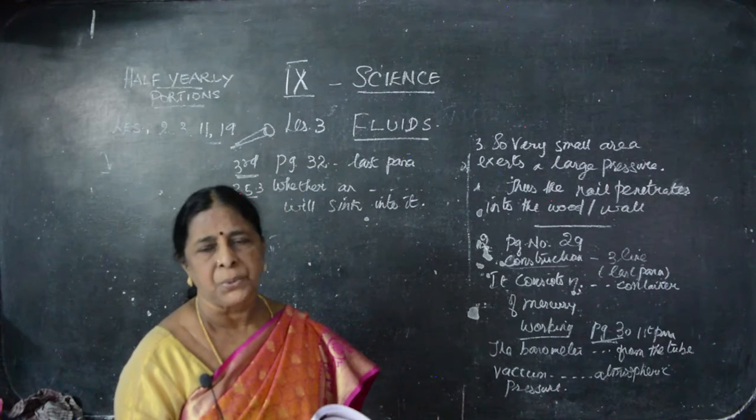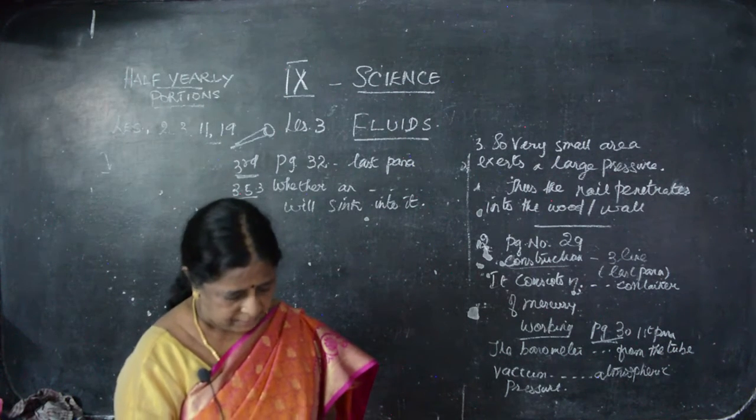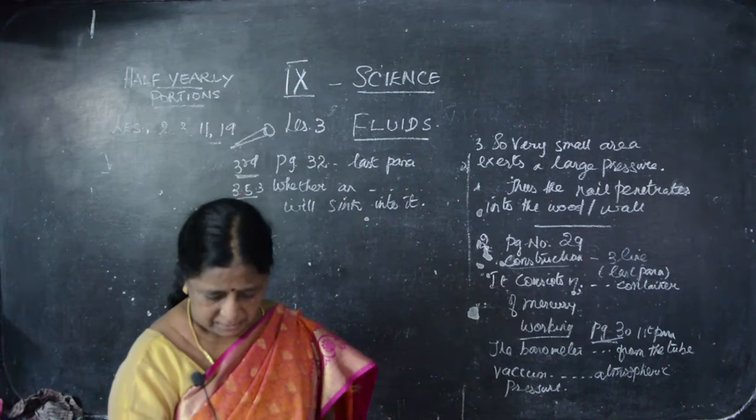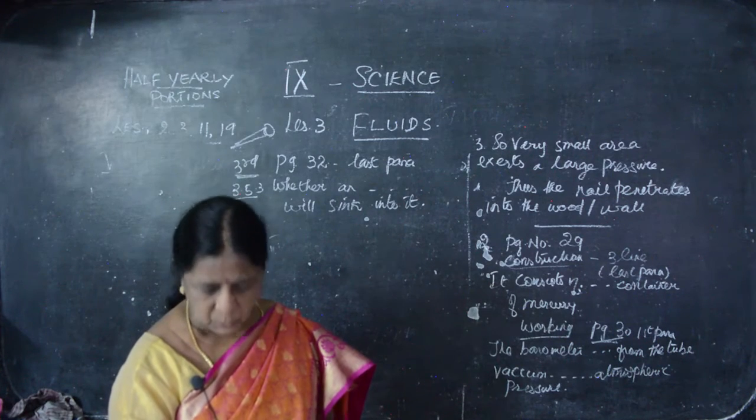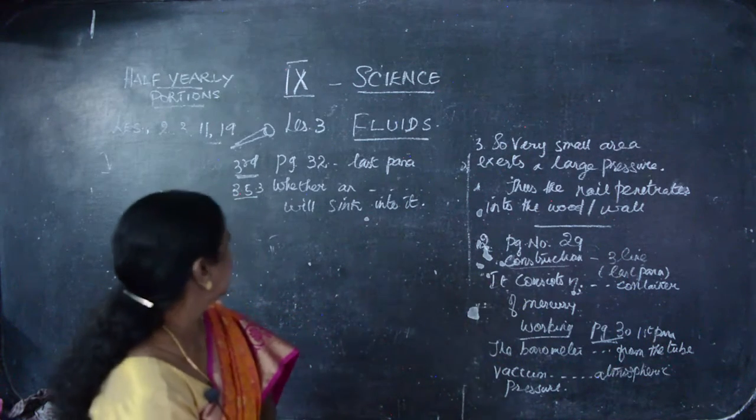So you have to write the bracket words. Clear, children? How many lines? On page number 32, 4 lines. On page number 33, 4 lines. Totally 8 lines for the third answer.